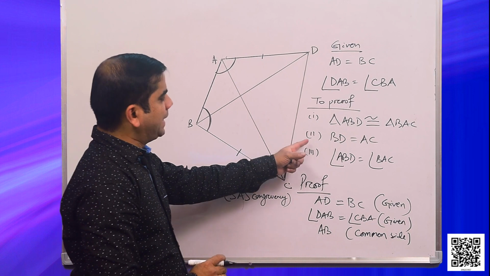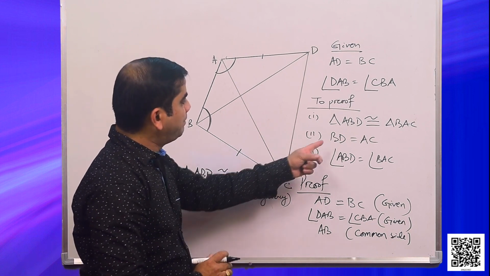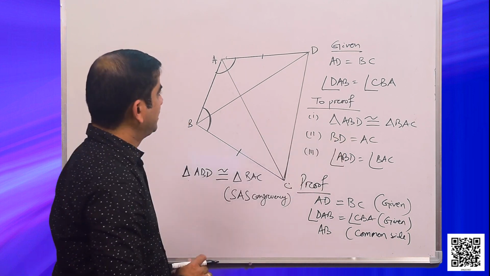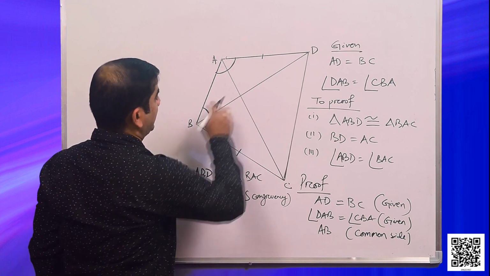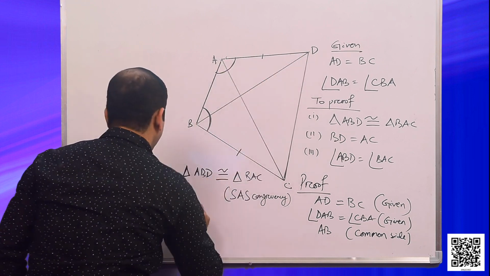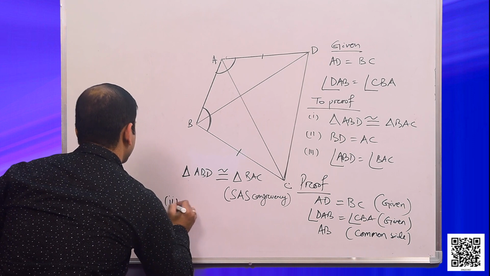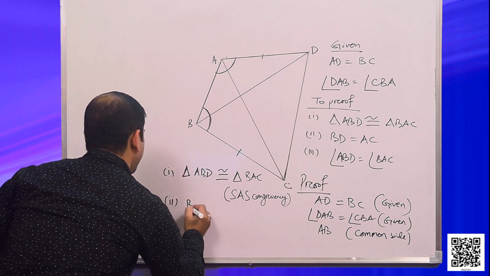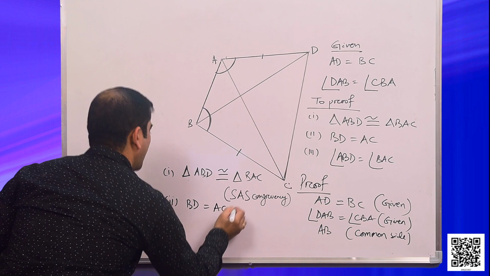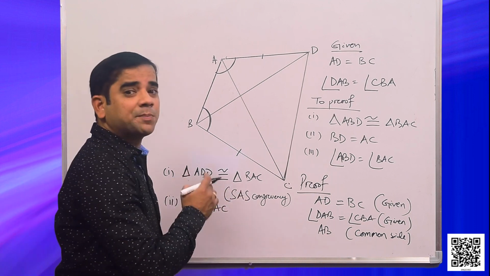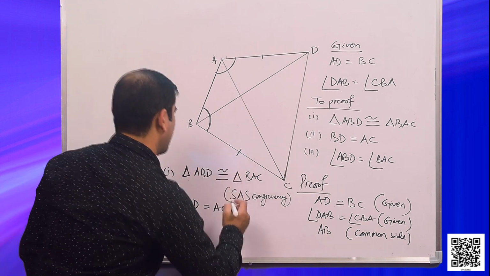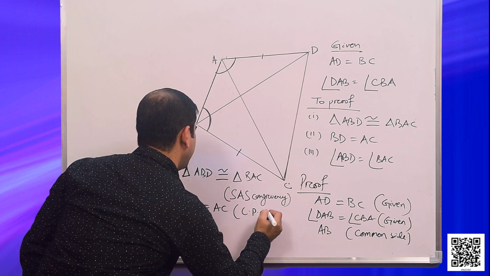The second part says BD is equal to AC. BD is also equal to AC. Why? Because those are corresponding parts of the congruent triangles. So, CPCT.